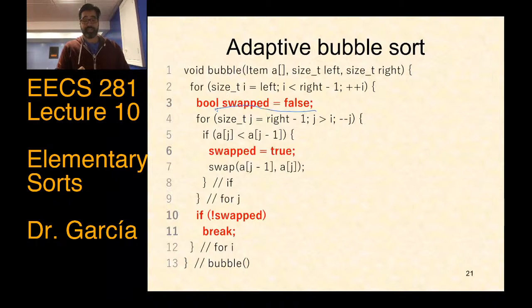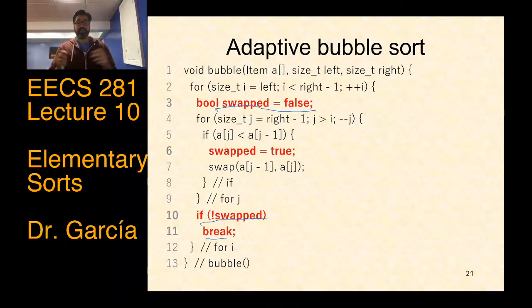You have a Boolean that checks whether you have incurred any swaps previously. So you set it to false initially, and then in the same if statement that you're doing the swap, you set that Boolean to true. If at any point you perform at least one swap, then you will have to incur that extra iteration because you're not sure that everything is in its rightful place. But if you have not done any swaps, then that means that everything is sorted and you can break. So there's no need to do that very last iteration of the outer loop.